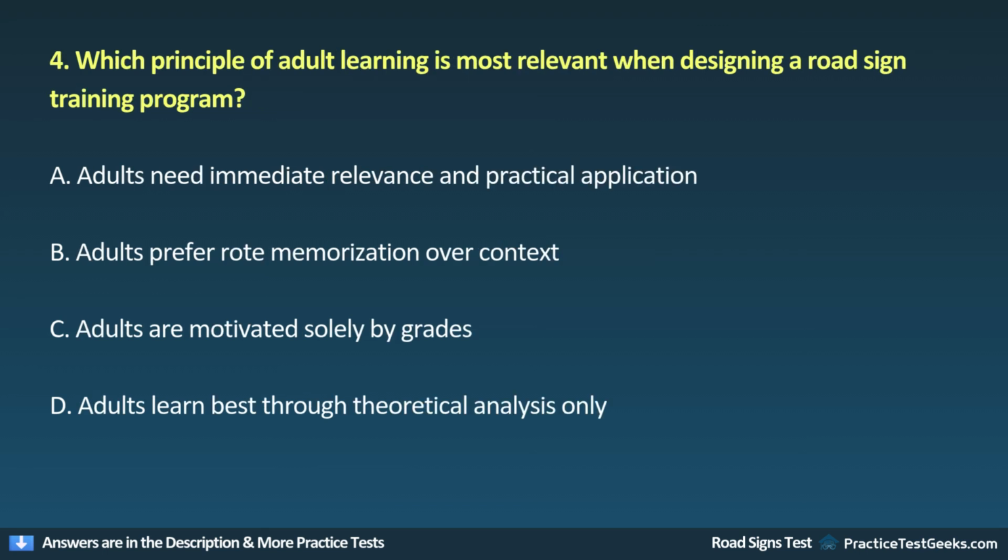4. Which principle of adult learning is most relevant when designing a road sign training program? A. Adults need immediate relevance and practical application. B. Adults prefer rote memorization over context. C. Adults are motivated solely by grades. D. Adults learn best through theoretical analysis only.